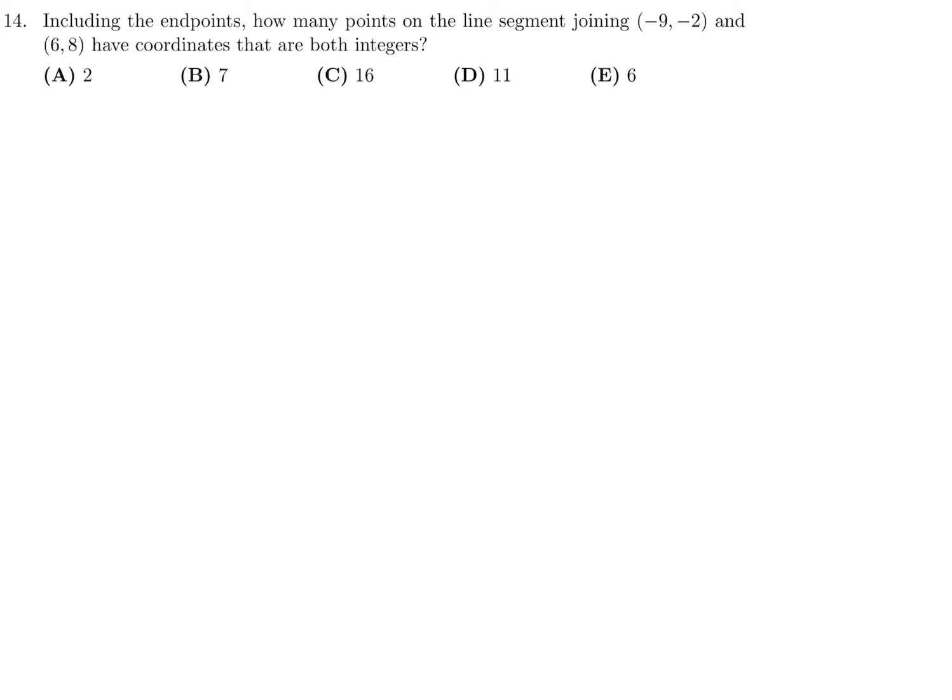Including the endpoints, how many points on the line segment joining negative 9, negative 2 to 6, 8 have coordinates that are both integers? Well, I think finding the equation of the line will be helpful. So it's going to be of the form y equals mx plus b. Substitute in 2 points, and let's get the equation. So from the first one, we get negative 2 is equal to negative 9m plus b. From the second point, I get 8 is equal to 6m plus b.